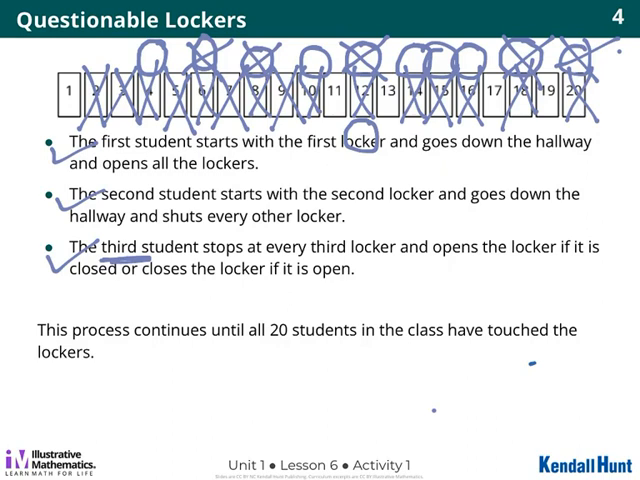So 8, and then, no, counting by 8, 16. 16's open, so I'm going to... Are there any more multiples of 8? No. So then I go to 9s. 9 is closed, so I'm going to open. And I'm going to go 9, 18.